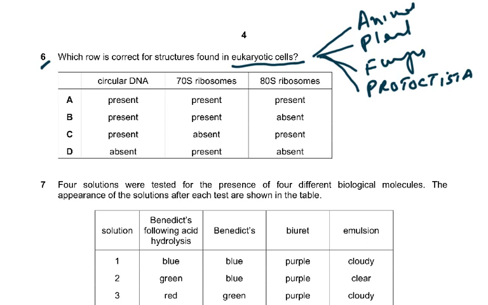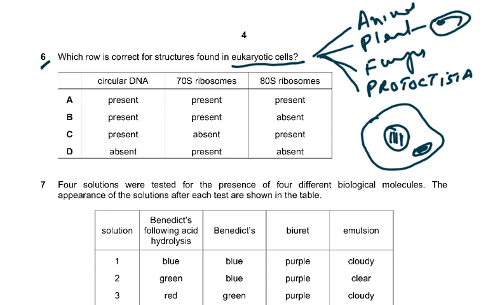So eukaryotic cells would have circular DNA, and everybody would think, no, they don't have circular DNA. Why? Because you think of an animal cell, you think of a nucleus, and you think, well, that's got linear DNA in it. But then you don't remember that there are mitochondria present, and in plant cells there are chloroplasts present. So you've got to understand chloroplast and mitochondria. You forget which row is correct for structures found in eukaryotic cells. Circular DNA would be present in the mitochondria and the chloroplasts.